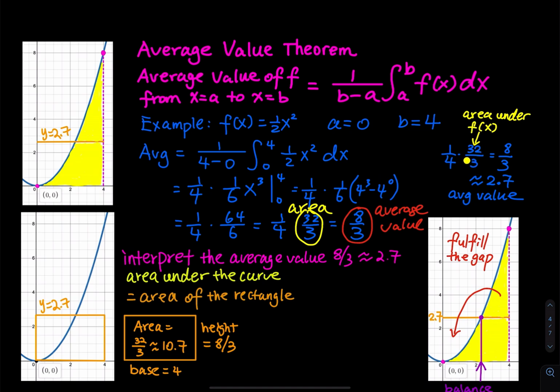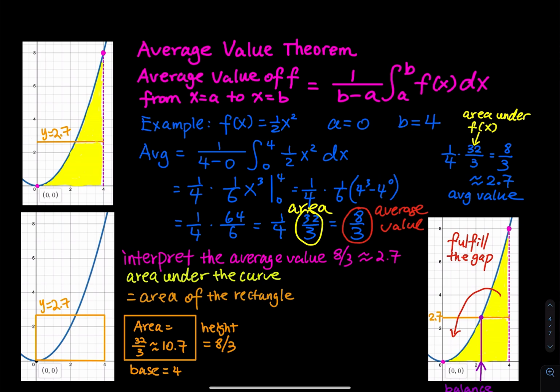So for the average value theorem, most people will say, all right, that is easy. All you have to do is add a piece, 1 divided by upper minus lower, in front of it. Yes, I know that is easy, and the integration is easy as well. But what does the answer represent? I want to interpret the average value 8 over 3.